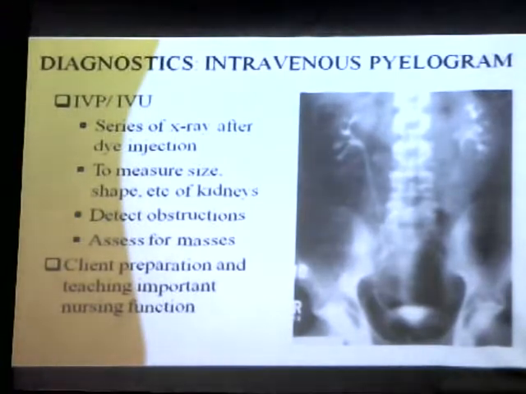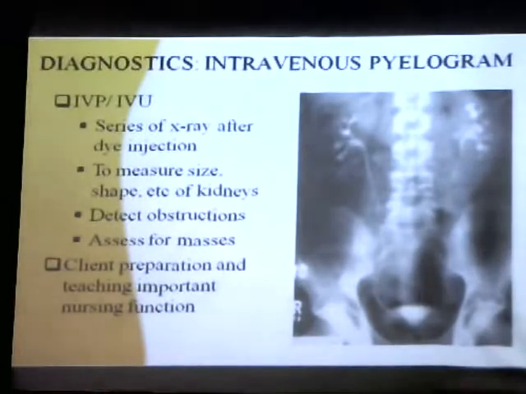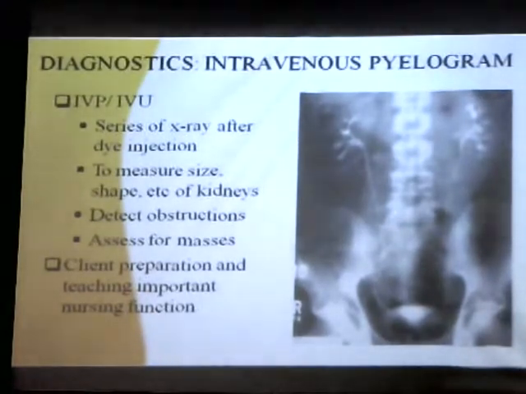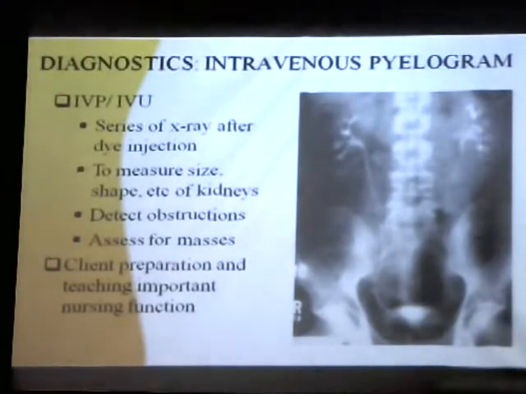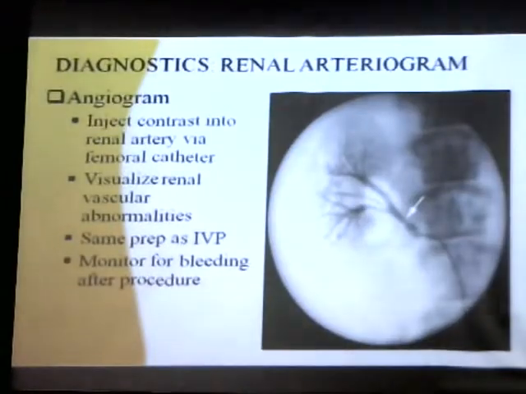That is, intravenous pyelography might be used. So a series of X-ray might be done after injecting a dye. That is to measure the size, shape, etc. of the kidneys. It also is used to detect the obstruction. So this dye might not flow further from the point of obstruction, and to also measure the masses. Client preparation and teaching important for nursing information.